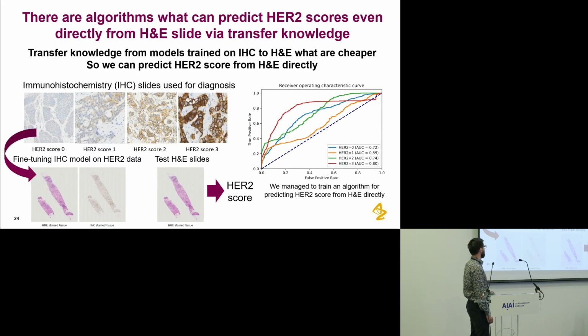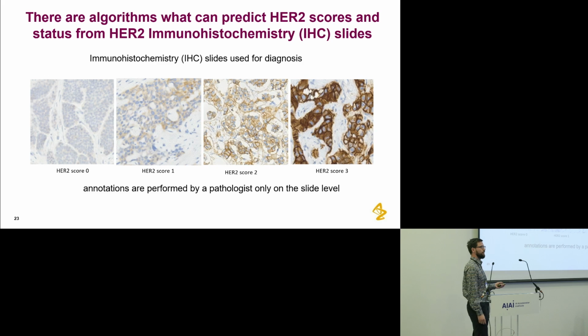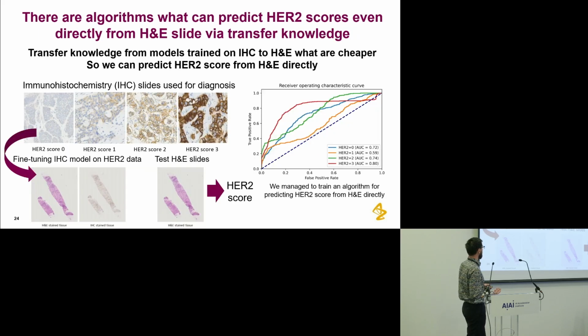So first, there are algorithms being developed, or like the Grand Medical Challenge organized by Warwick University, for example, to predict this HER2 score directly from the IHC slide. But as I showed before, IHC is also quite advanced and not the gold standard of pathology, which is H&E, a very old technology, which is cheaper, and you can potentially get results even faster. The problem is pathologists are not trained to determine overexpression of HER2 protein from H&E directly.